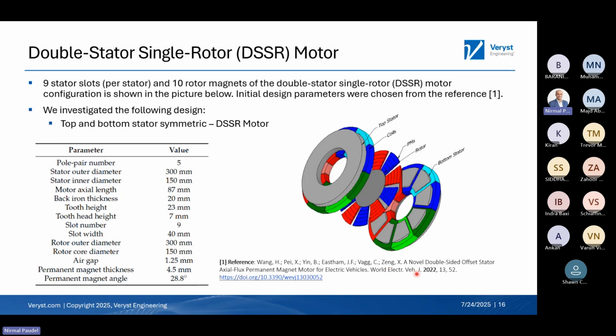So the initial dimensions that we picked are from this reference here. So what we have here is a rotor in between with the permanent magnets, and we have a stator on the bottom, and on the top where there is a back iron with stator tooth and coils, three-phase coils.